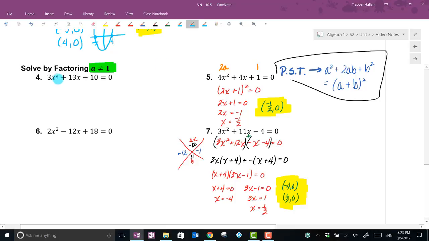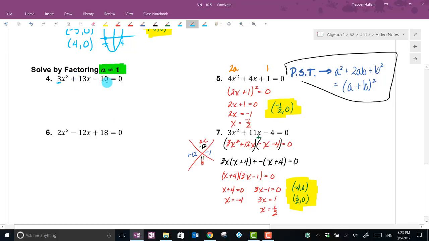So here's the first one we're going to look at. Notice again, right away, that your a value is not 1. So in that case, check to make sure it's in standard form. X squared, quadratic term, linear term, and then constant. Agreed. That looks like standard form. And set equals 0. Perfect. It's all set up. Now let's check to see if there's a GCF.